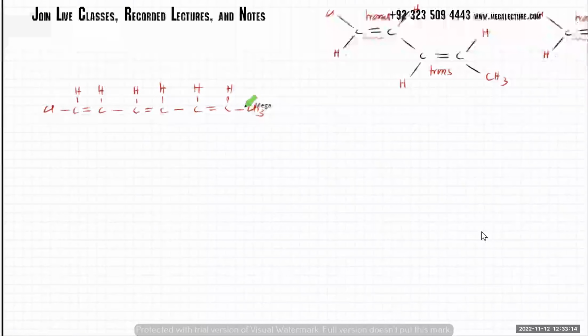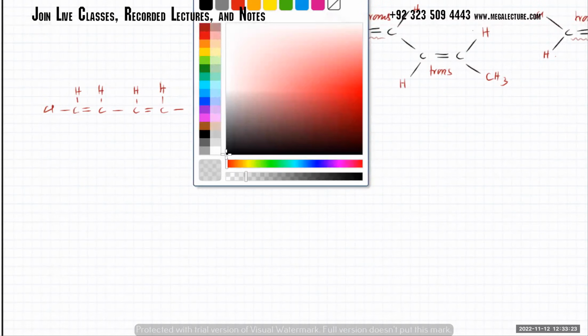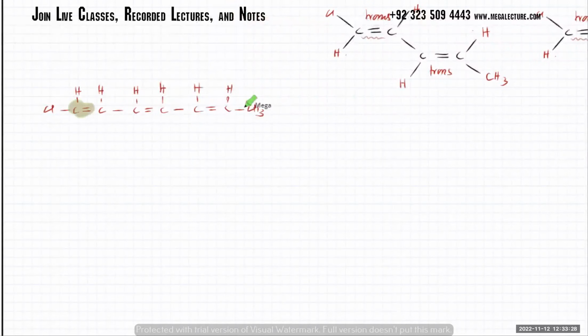Actually, in this molecule the first one is making cis-trans, okay? The second one is also making cis-trans. And the third one is also making cis-trans. How is the second one? Because the carbon over here is bonded to 2 different things. Like one side there's H, the other side is this whole thing. So all of them are making cis-trans.